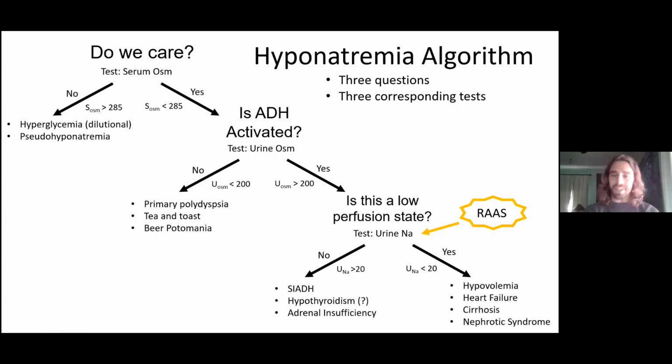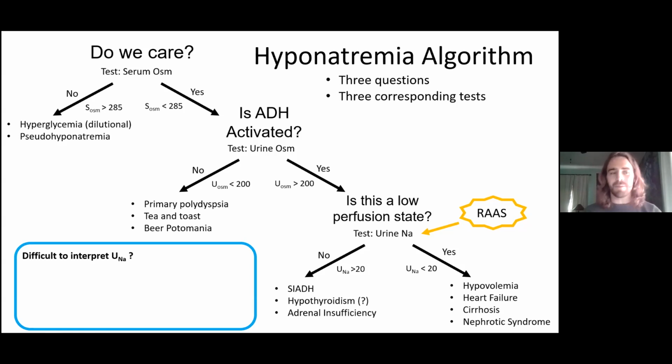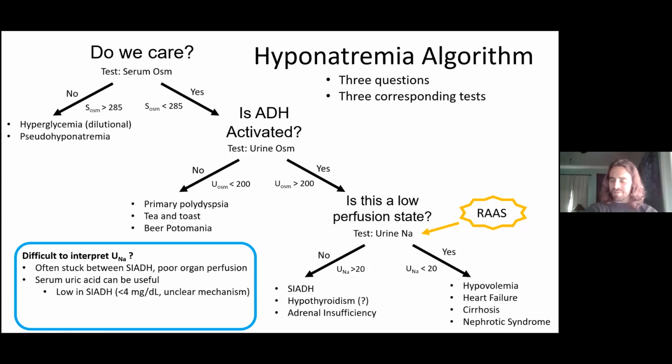And so oftentimes we're stuck here trying to waffle between these two distinct states, low perfusion and normal perfusion. So just a couple of pearls that can maybe help in this setting, because again, we are often stuck here and we spend a lot of time talking on rounds about it. Serum uric acid, if you're stuck between a low perfusion state versus SIADH, can be very helpful. For whatever reason in SIADH, uric acid levels drop pretty significantly. And so you'll typically see levels below 4 milligrams per deciliter. Not exactly clear what the mechanism is there, but it's fairly reliable.